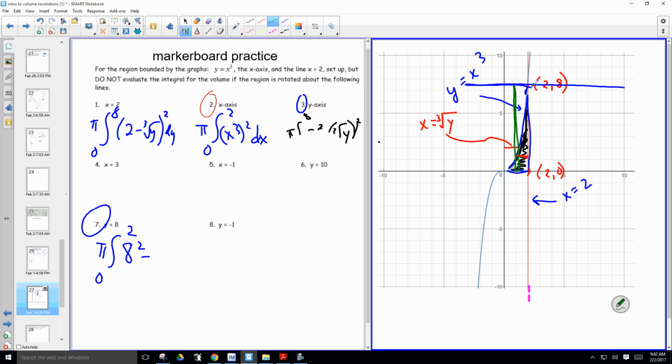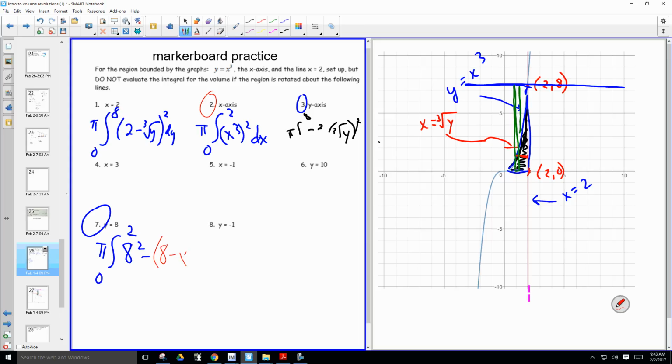Okay? So now I need an expression for this radius. Remember, the distance to the x-axis is our function. That is not the distance to the x-axis. So I'm going to have to combine some things. What's that going to combine to? 8 minus x cubed. Because this is 8 from the rotation, and then I'm going to subtract that. So it's 8 minus x cubed, squared. Okay? Look at that. It's even.